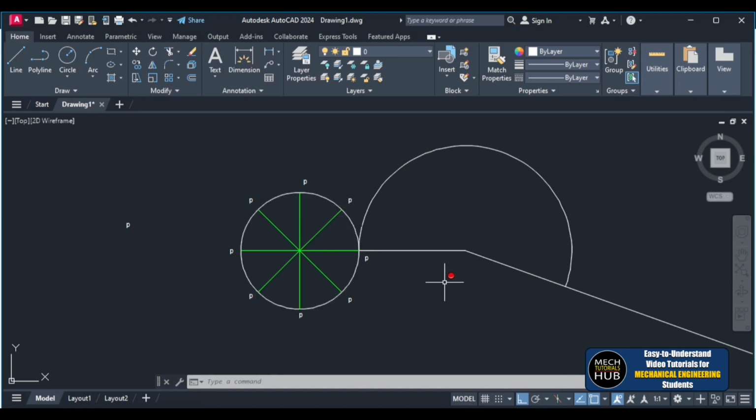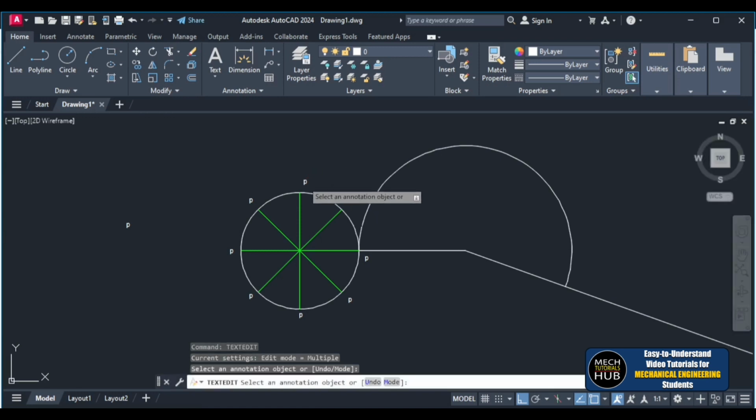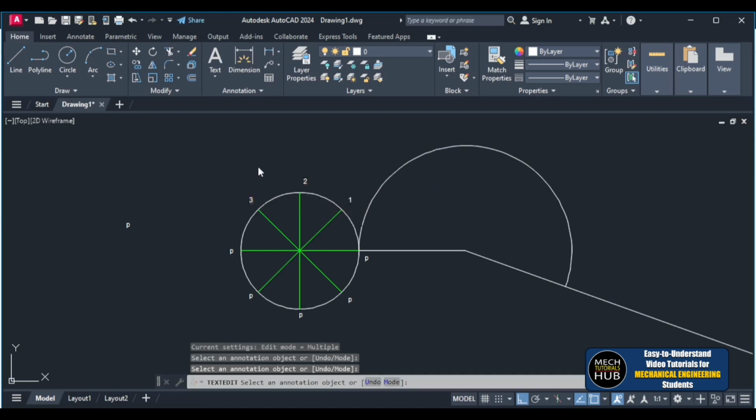Now text edit. Text edit is a command to edit this P to 1, this to 2, 3, 4. I'm trying to edit the text which I have already pasted.